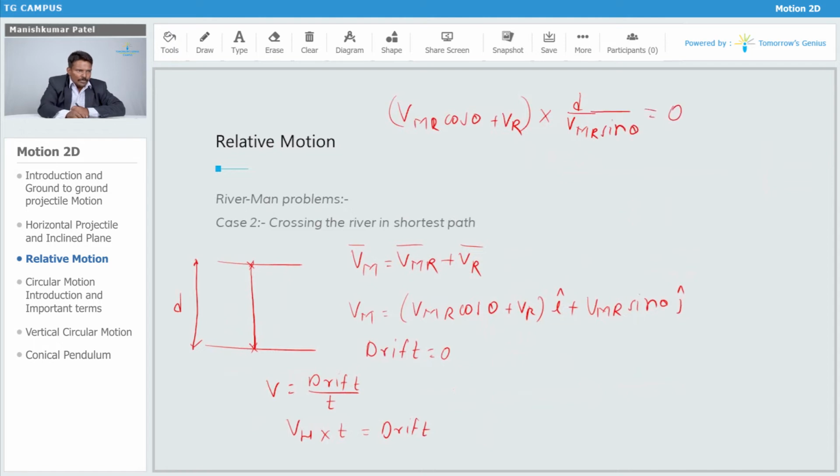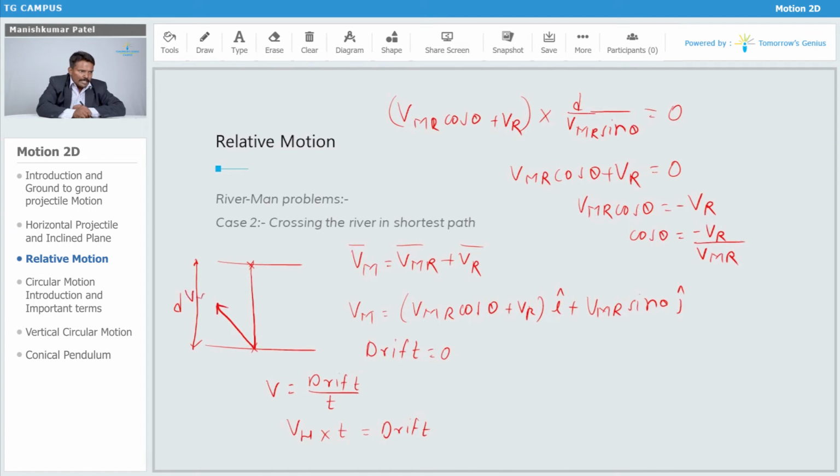Obviously time can't be 0, so this term has to be 0, that is VMR cos theta plus VR equals 0. So this term is getting 0. Then I can write VMR cos theta is equal to minus VR, so cos theta is equal to minus VR upon VMR. Definitely the value of theta is nothing but obtuse. It is negative, so it has to be headed in this particular direction.